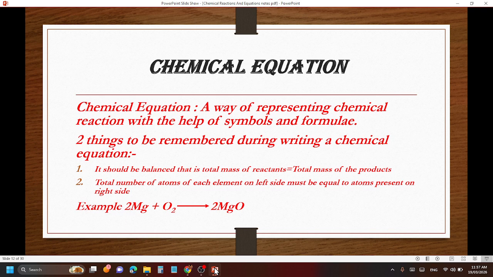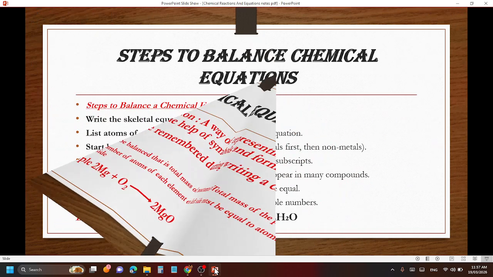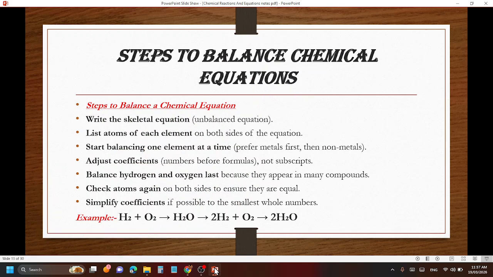Again, I'm summarizing. The way of representing a chemical reaction with the help of symbols and formulae is called a chemical equation. The most important thing to be remembered is that the total mass of reactants must be equal to the total mass of products in the chemical equation. The chemical equation must be balanced. Remember it. I'm repeating it again and again. Steps to balance a chemical equation.